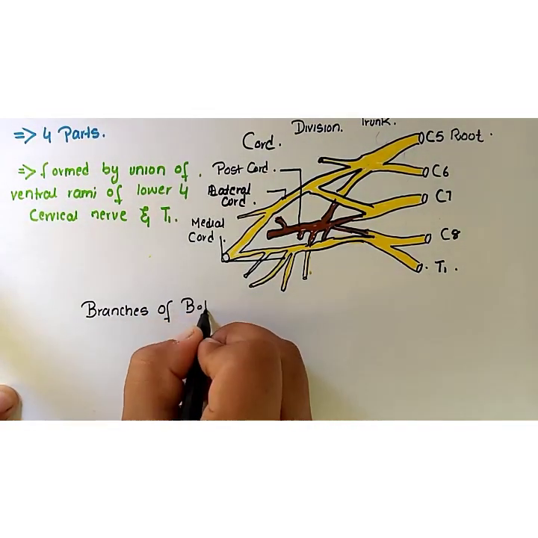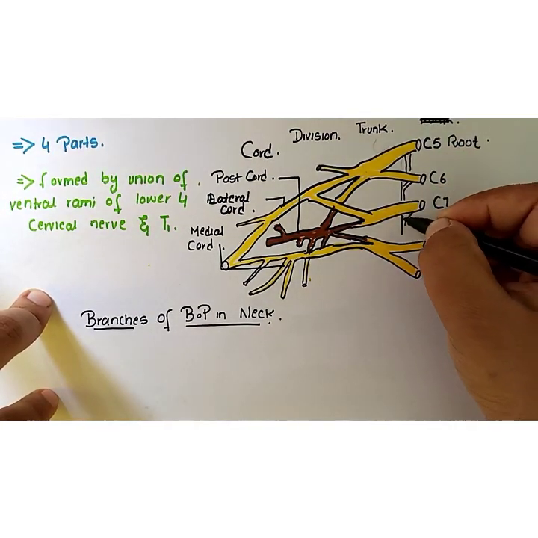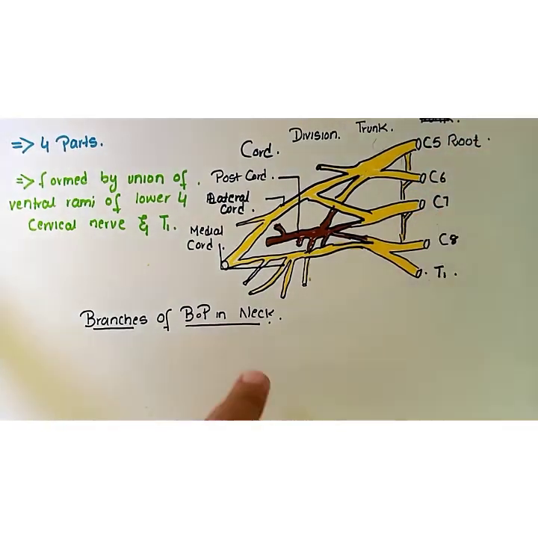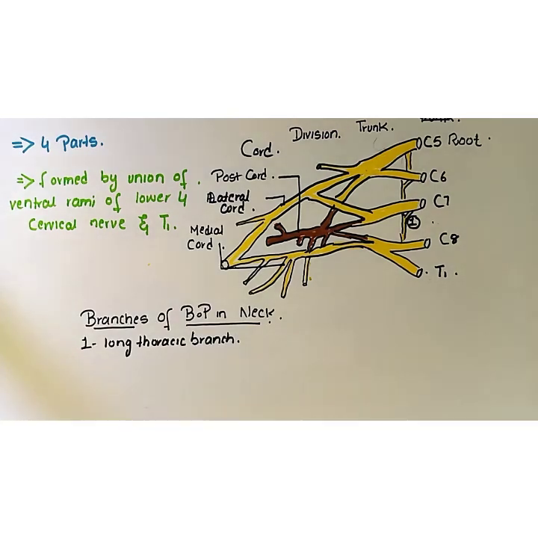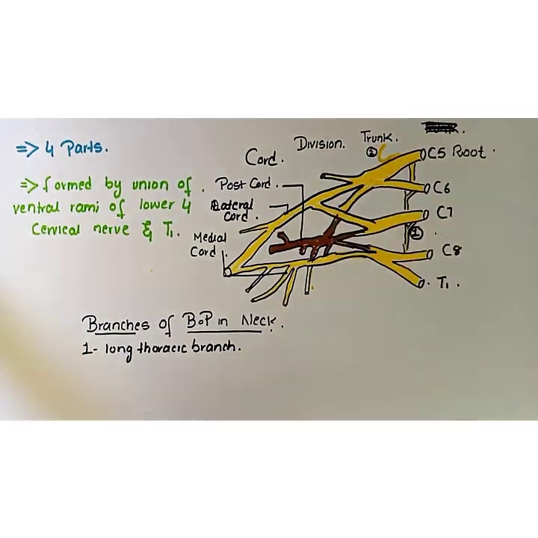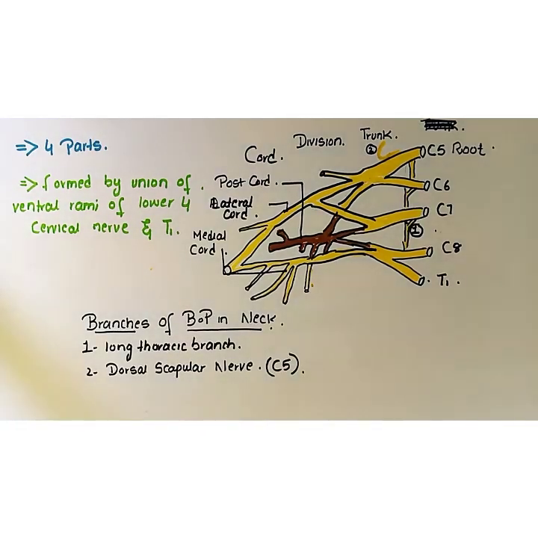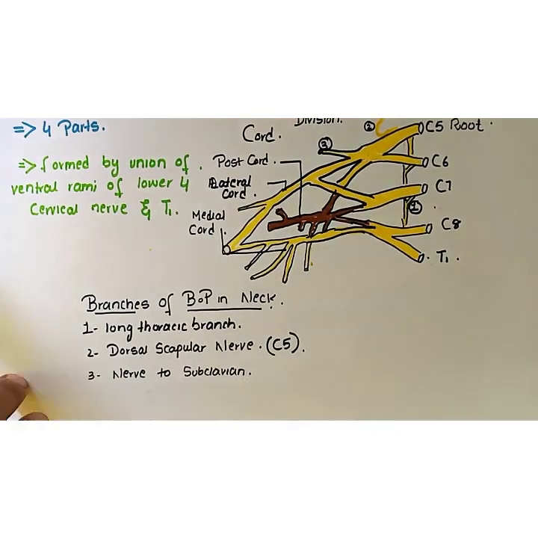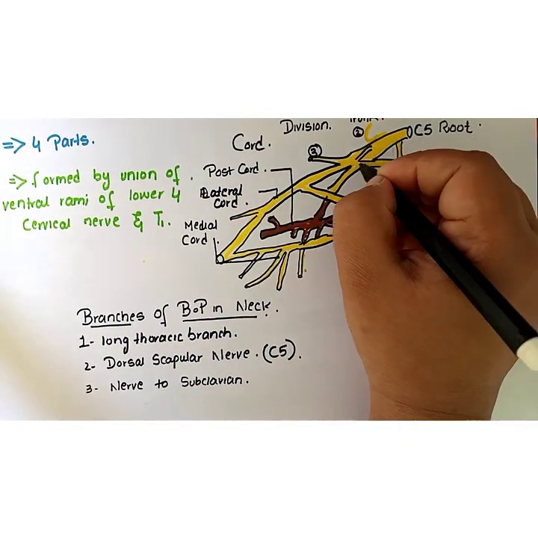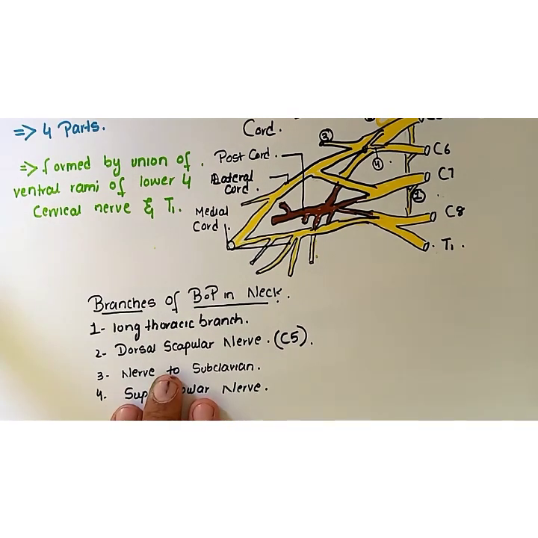And now I will explain the branches of the brachial plexus in the neck, and there are a total of four branches. The first one is the long thoracic, which lies posterior to the brachial plexus, and it is formed by the contribution of C5, C6, and C7. And the second one is the dorsal scapular, which lies at the level of C5, and the third one is the nerve to the subclavius, and the fourth one is the suprascapular nerve, which is formed by the junction of C5 and C6.